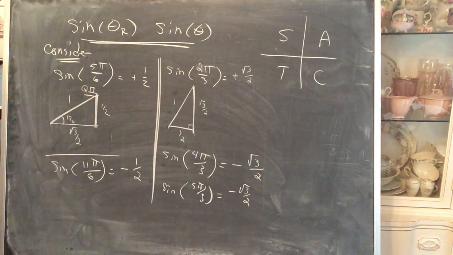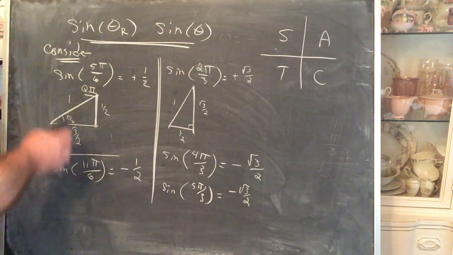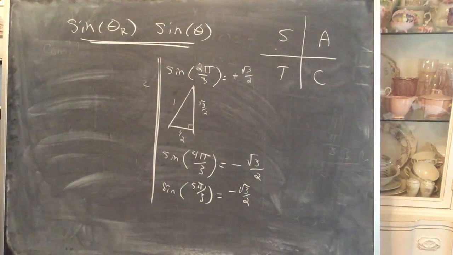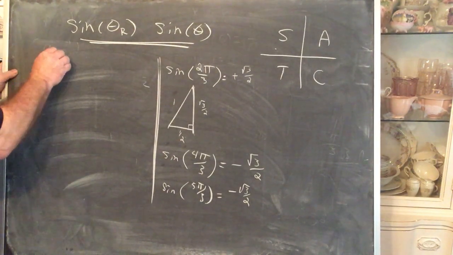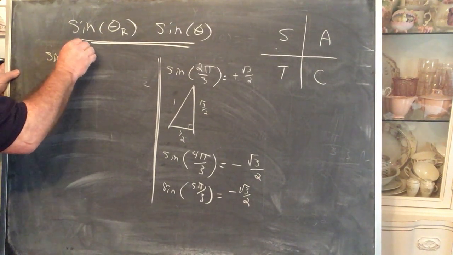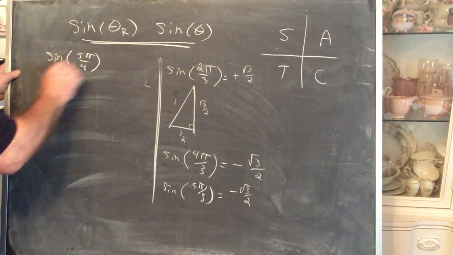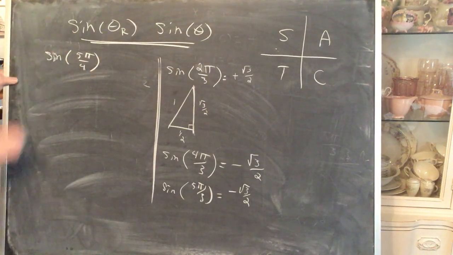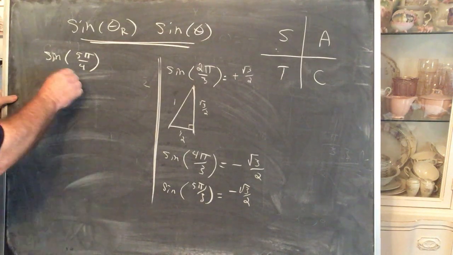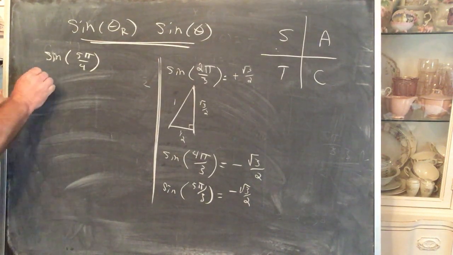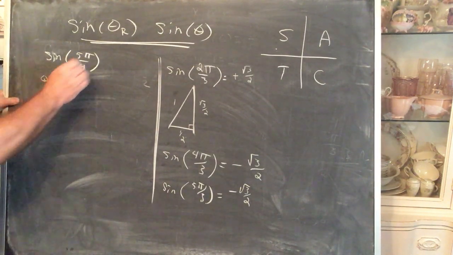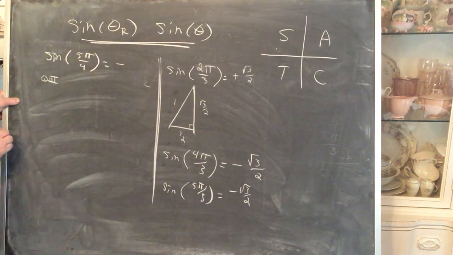A similar approach works with pi over 4. So let's consider that scenario. Suppose we want sine of, let's do 5 pi over 4. Remember that pi over 4 reference angle family, those are the odd multiples of pi over 4. And so this is in quadrant 3. Sine in quadrant 3 is negative, so we know it's negative something.